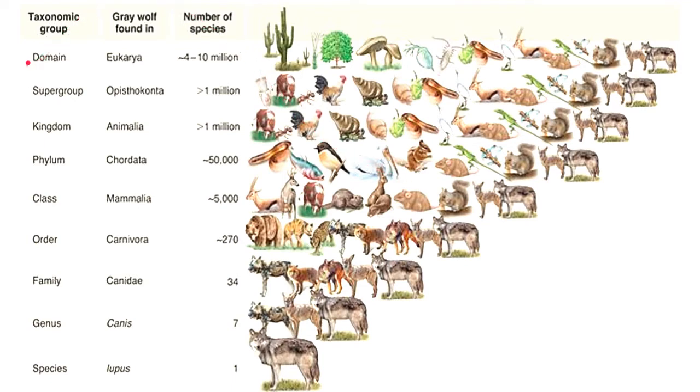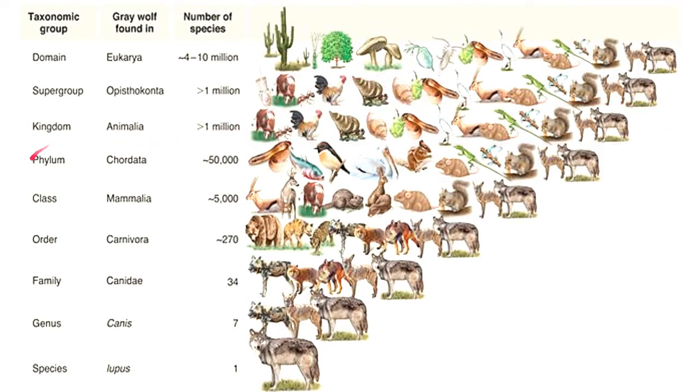So Canis lupus belongs to domain Eukarya, so we have quite many, around 4 to 10 million species. Because it's quite general, many organisms belong under it, because all of them are eukaryotes. They have a nucleus within their cells. Then we have supergroup Opisthokonta, then kingdom Animalia, okay? More or less 1 million species. Here, these are all eukaryotes that cannot make their own food, so therefore they feed on others. So as you can see, plants and fungi are no longer present here.